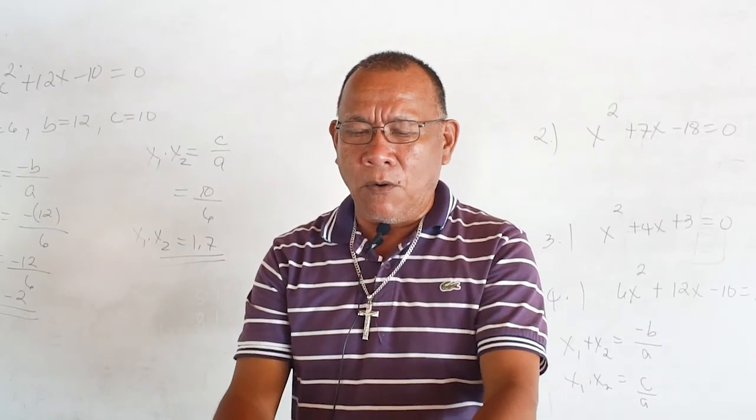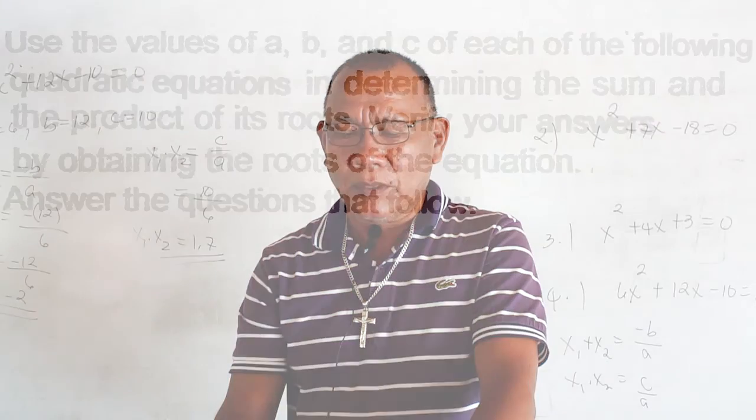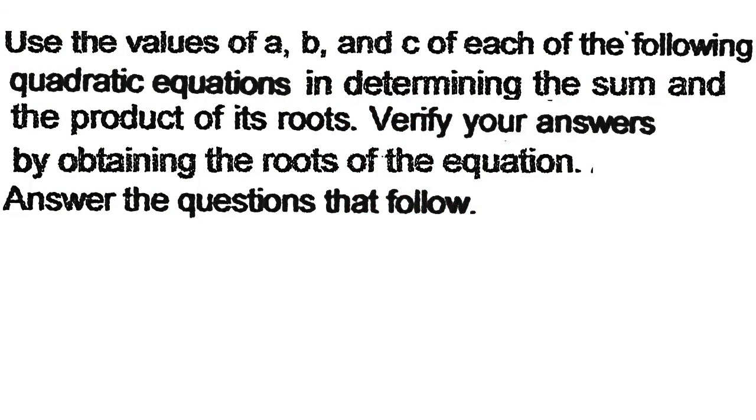Our activity for week 6 in Math 9: use the values of a, b, and c of each of the following quadratic equations in determining the sum and the product of its roots. Write your answer on a yellow pad paper.